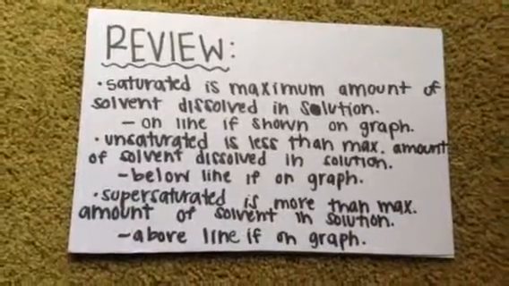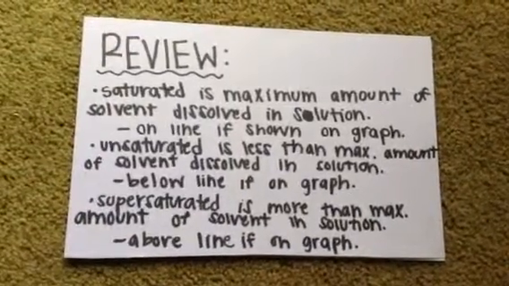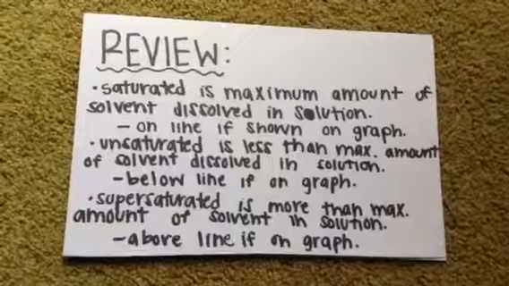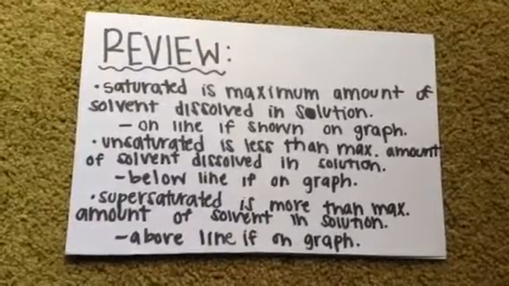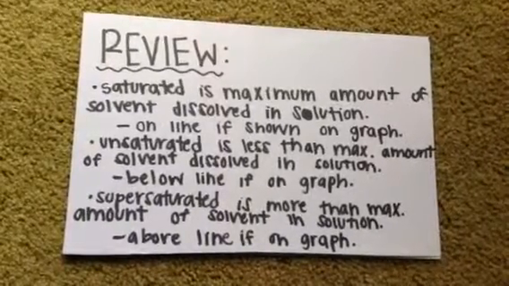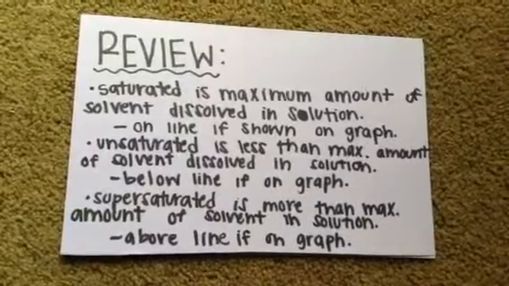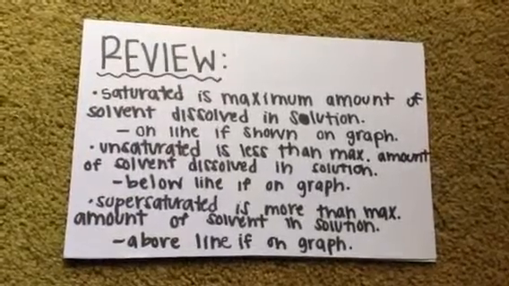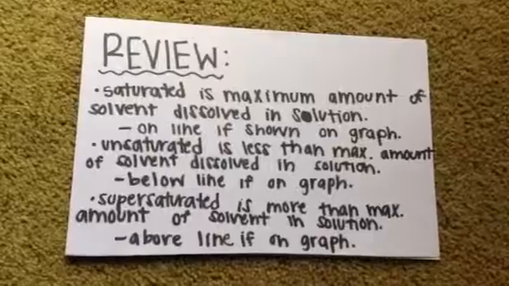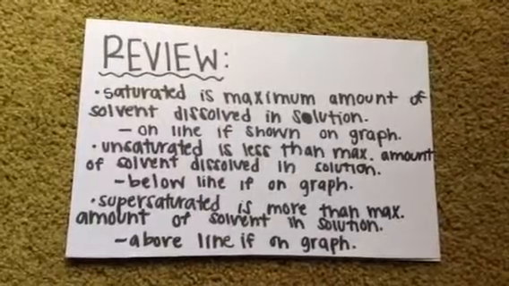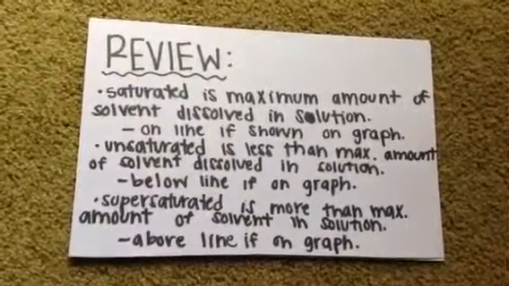Saturated is the maximum amount of solute dissolved in the solution, which on the graph would be just on the line. Unsaturated is less than the maximum amount of solute dissolved in solution, which would be below the line. And supersaturated is more than the maximum amount of solute in solution, which would be above the line.